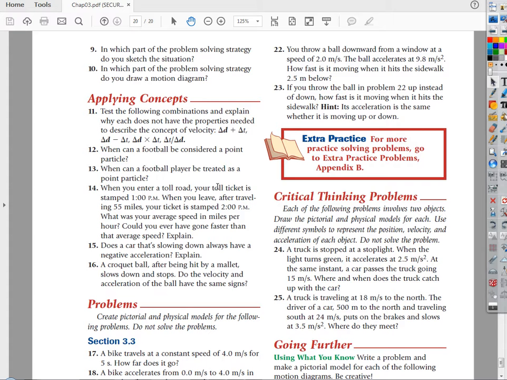To describe the concept of velocity. Number three, delta D times delta T. Does that work? No, I'm going to get meters times seconds. Okay, I didn't look at this one very closely, but what did you find on this? Yeah, none of them really work, do they? The last one, I guess, is the one that if you had to pick one, that would be maybe the one because it's seconds per meter, and I could take the reciprocal of that and make it meters per second, but really none of those are perfect, are they?